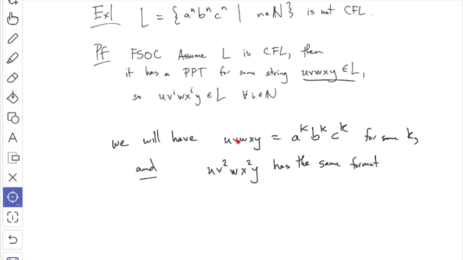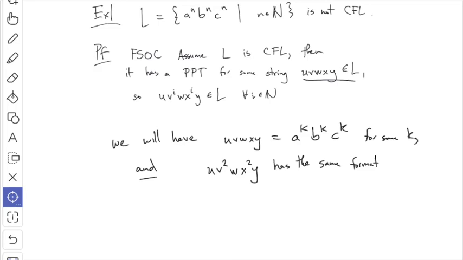This might work if the v was all a's or all b's. This definitely will not work if the v has a mixture of a's and b's, because here you need all the a's to be before all the b's. But if v was something like ab, then when I square it, it would become abab, and then I have an a after a b, and that's not allowed.